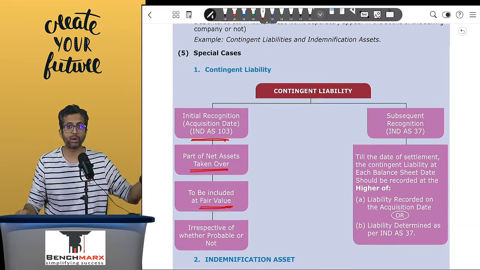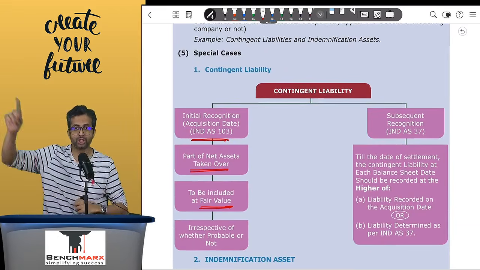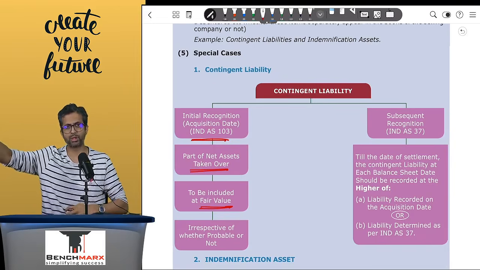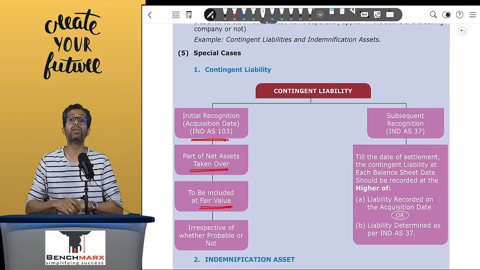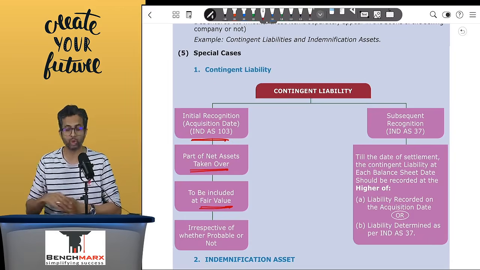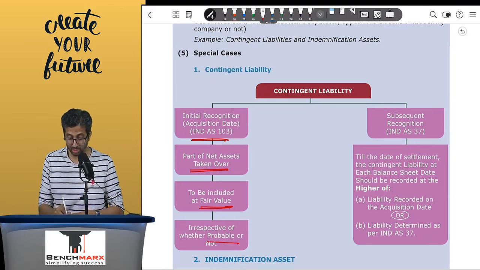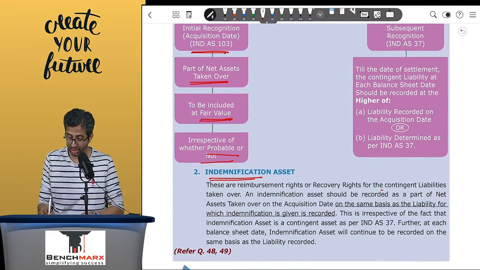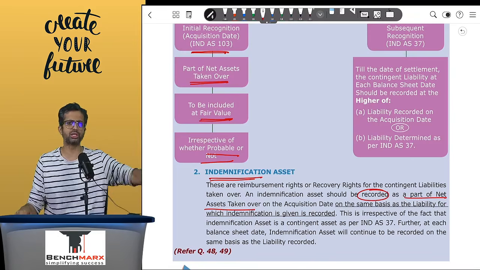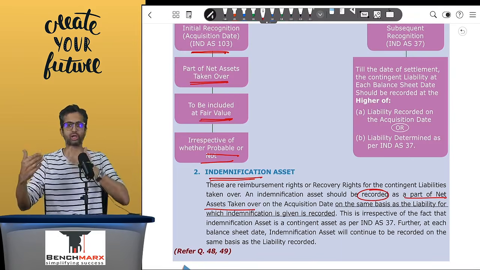Sir, why not a part of PC? Because this payment is to be paid not to the owners. If it was payable to the owners, we take it as a part of PC. This is not payable to the owners, and hence will be a part of net assets since it is payable to outsiders. This is irrespective of whether it is probable or not. Maybe a contingent liability also comes along with an indemnification. They will also be recorded as a part of the net assets taken over at the value, considering the liability materializes. This is at initial recognition.